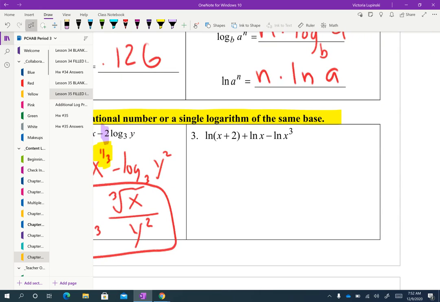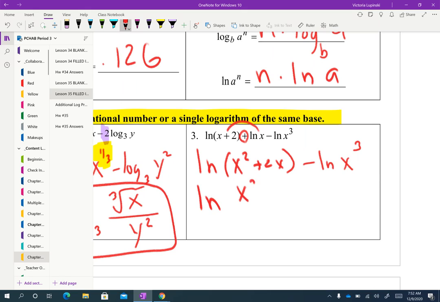For number 3, you have a couple of different things. And again, once you kind of get good at these, you might not need to show all the different steps, but I'm going to show you along the way here since we're kind of just getting started. So these logs are being added, which means you're going to multiply x times x plus 2. Of course, you would distribute to get x squared plus 2x minus the ln of x cubed. So from here, you're going to get the ln of x squared plus 2x divided by x cubed.